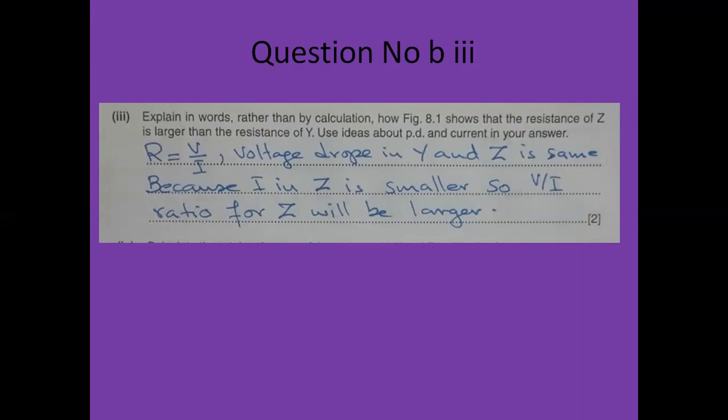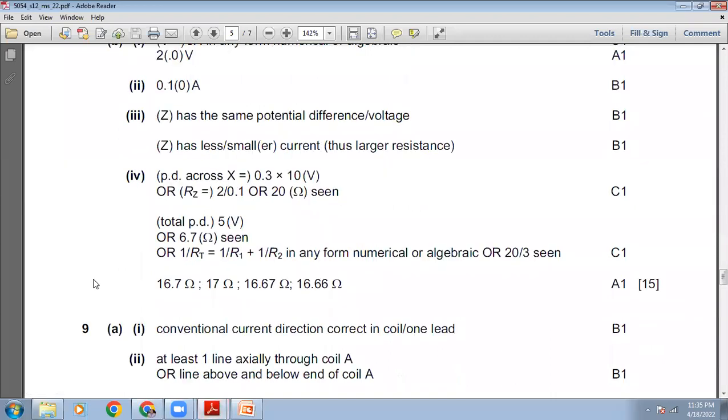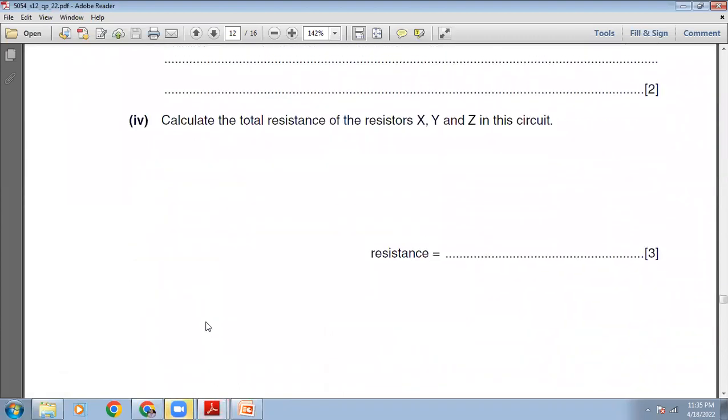I hope you understand this question. It's a 2 marks question. So let's have a look at what the marking scheme has to say. Z has the same potential difference, different voltage. Z has less current, thus larger resistance. Okay, that was our answer. So by 2 methods, I have explained it to you.